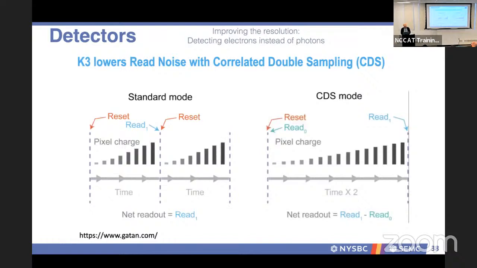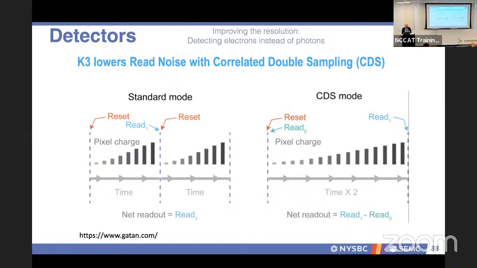There are other things that are done to increase your DQE, for example, correlated double sampling. Normally when you're taking an image, you want as fast a frame rate as possible. Why do we want that? That way we reduce motion: if we have a very fast frame rate and something is moving, we can do motion correction to take care of that. So we tend to use all our frames for imaging.